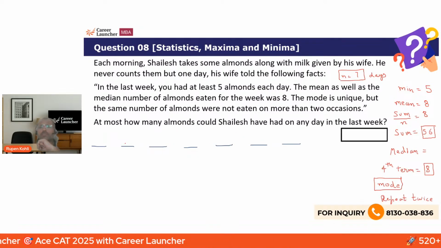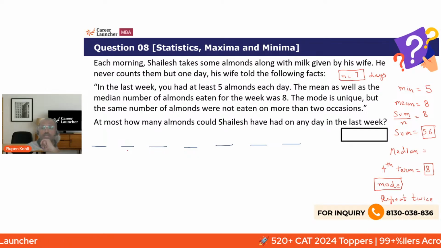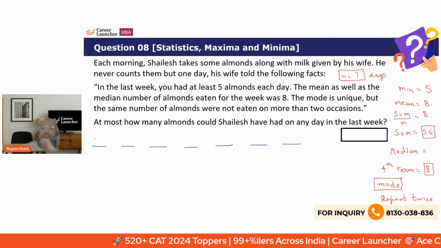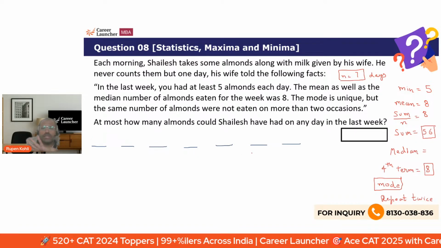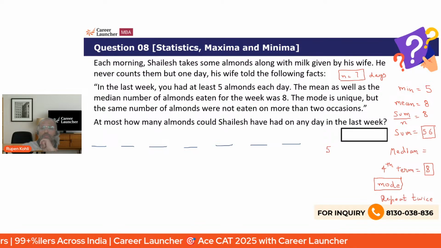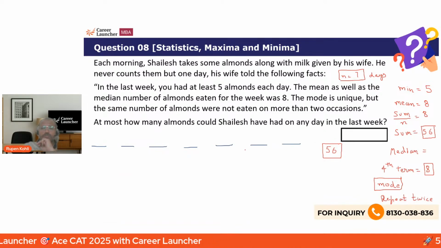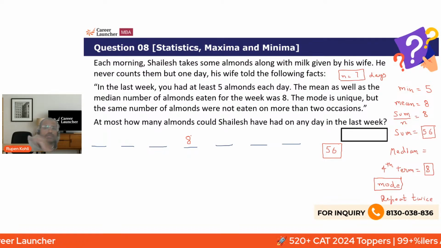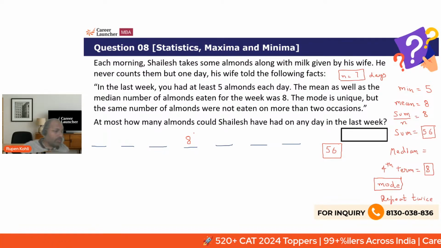Let's say this is the number of almonds arranged in increasing order. So let's start putting the things together. We have seven values, minimum is 5. So I'll not write 5 right now, but I'll say mean is 8, sum is 56. So my total value is 56, right? Median is the fourth term, so the fourth highest value is 8. That's the exact number. I have a unique mode, so one number will repeat twice.